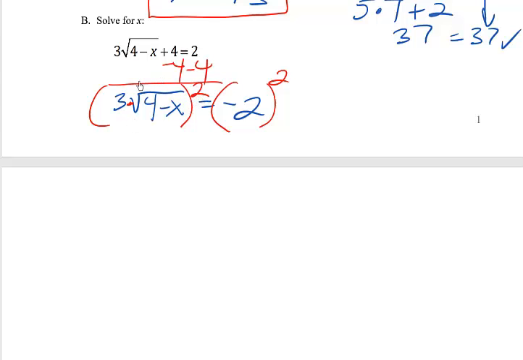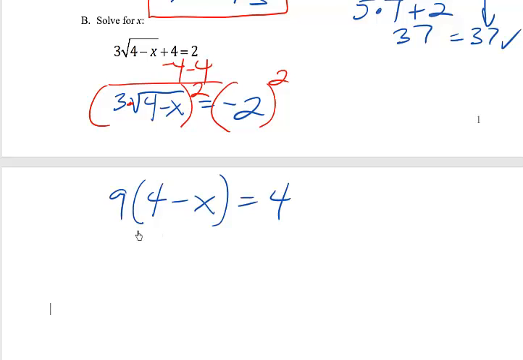On the left, I can distribute that squared to the 3. 3 squared is 9. And then I can distribute the squared to the square root. When I square a square root, it just makes the square root disappear. On the right side, I have -2 times -2, which is +4. So we've squared both sides, and the radical is gone.